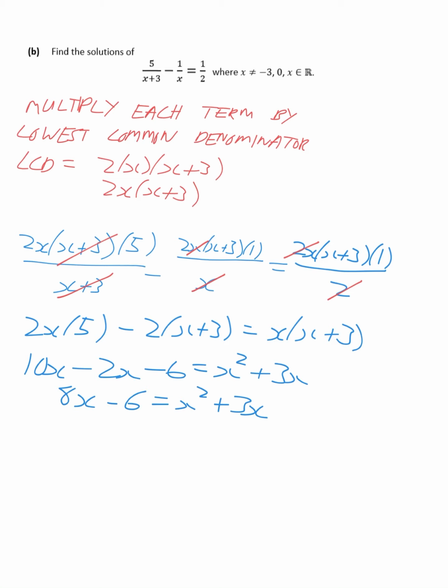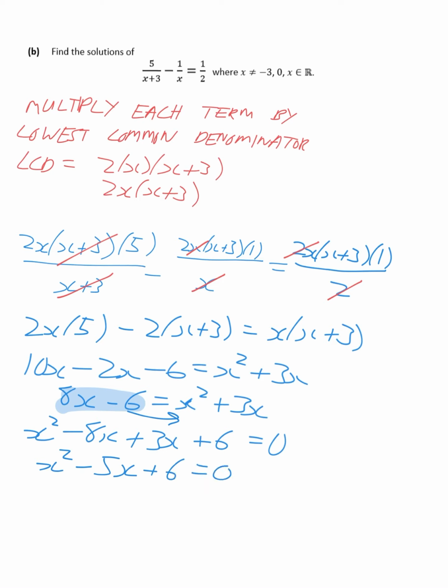From here now, we need to bring everything to one side. So the x squared is positive on the right, so let's bring everything over there. So x squared minus 8x minus 3x plus 6 equal to 0. So everything up here, I brought that over here and its sign changed. So now I have x squared minus 5x plus 6 equal to 0.